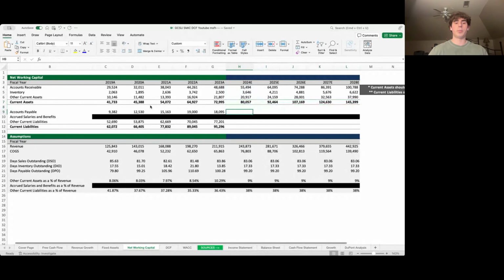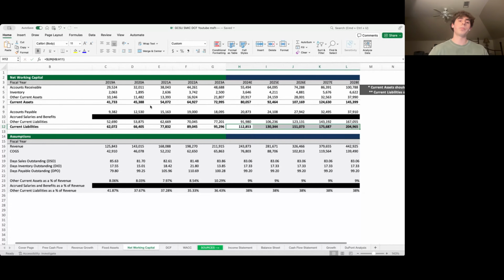And same thing for liabilities. So accounts payable, these are COGS times days payable outstanding divided by 365. Shift right, Command R. Other current liabilities is revenue times this percent. Shift right, Command R. We're going to take a sum of these two line items.